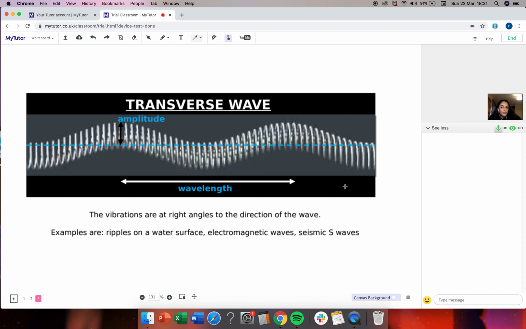Again, they're equal. The definition of the transverse wave is that the vibrations are at right angles to the direction of the wave. So this time, the direction of the wave is still left to right, but our oscillations or vibrations move up and down. So we can say that they are at right angles to each other. Some examples of transverse waves are ripples on a water surface, electromagnetic waves and seismic S waves.